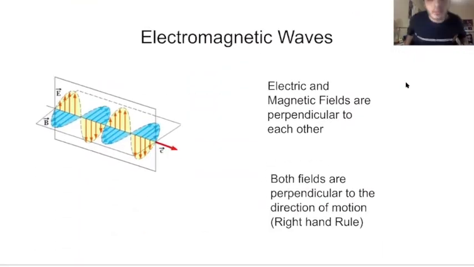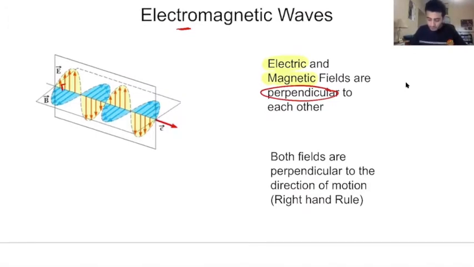So let's get into electromagnetic waves. The thing to keep in mind is that for electromagnetic waves, the electric and the magnetic fields are perpendicular to each other. You can see here there forms a 90-degree angle between them, so they're perpendicular. On top of that, both fields, this field and this field, are perpendicular to the direction of the motion.